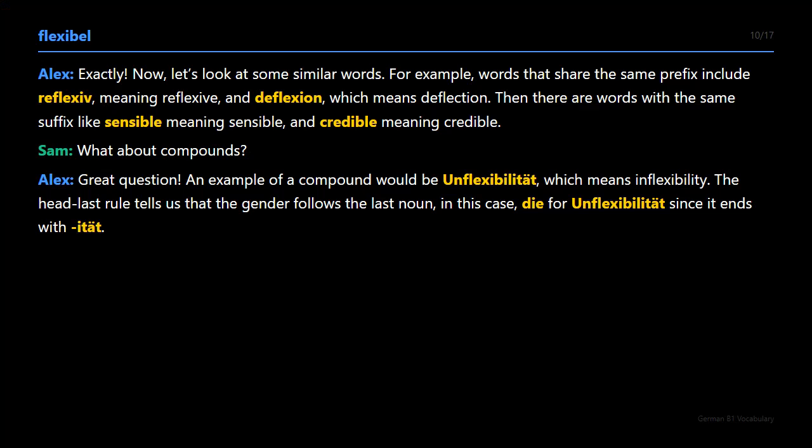Great question. An example of a compound would be Unflexibilität, which means inflexibility. The head last rule tells us that the gender follows the last noun, in this case, Die Unflexibilität. Since it ends with Ität.